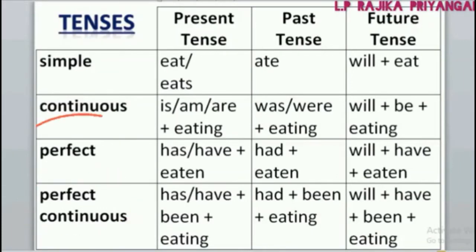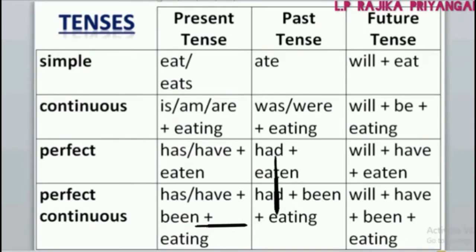It's a combination of perfect and continuous tenses. First we will take the present perfect continuous tense. As I said earlier, it's a combination of present perfect and present continuous tense. We take has or have from present perfect and eating from present continuous and introduce a new verb, that is been. Present perfect continuous is made with has or have plus been plus eating. So that is has or have been eating.